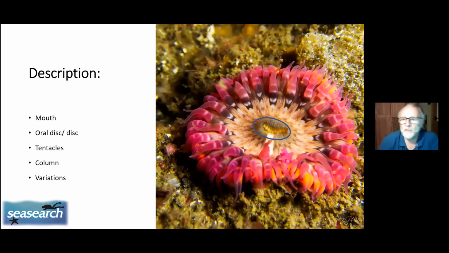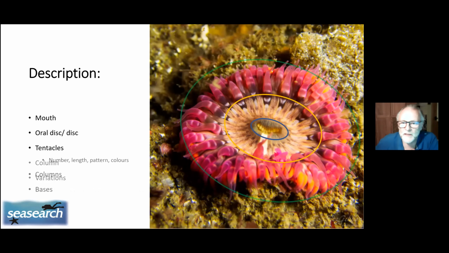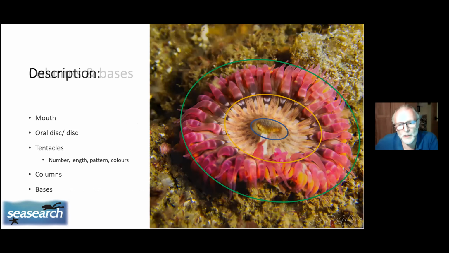When it comes to describing, we look for a number of features. The first is the mouth, which I've circled here in this anemone. And the next thing we consider is the disc. And then we look at the number and shape and pattern on the tentacles. But one very important aspect of anemone ID is the column.